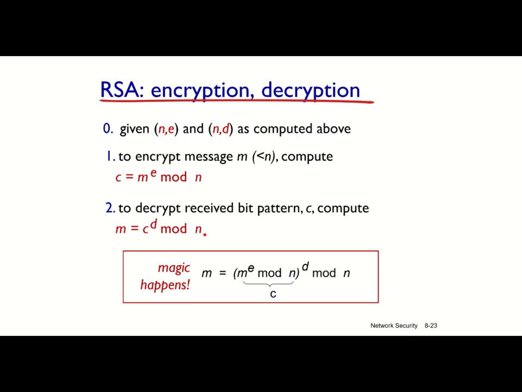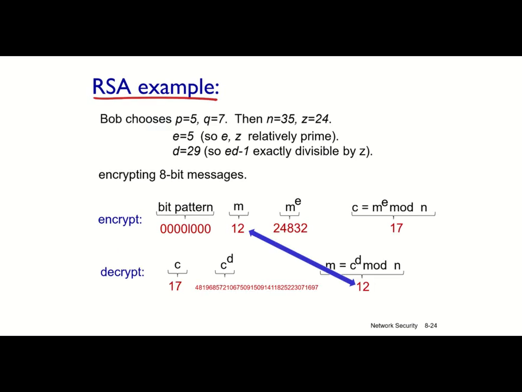That would give us the value for m, and here is the reason why: (m^e mod n)^d mod n is equal to m itself. That's what I showed a few slides before. Here is a numerical example of RSA that you can check out yourself.